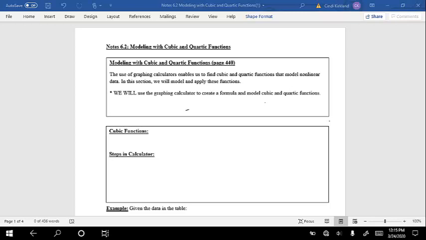We're going to be using graphing calculators, and this is going to enable us to find cubic and quartic functions that model nonlinear data. In this section, we will model and apply these functions. We're going to be using the graphing calculator to create a formula and then use it to model both cubic and quartic functions. Today's lesson comes from page 440 in your electronic textbook.